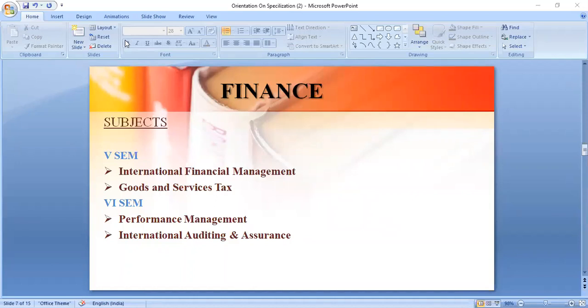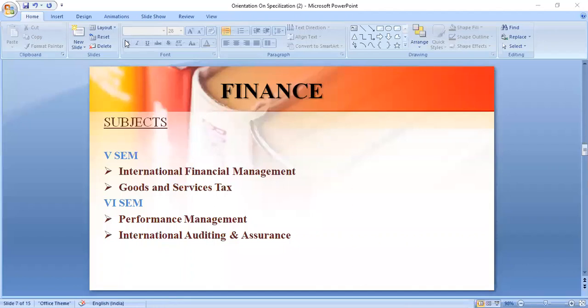We will also be specifically focusing on how GST was introduced. And in the practical part of the subject, we will be learning how to compute and how to come to an assessment of returns with the GST technology. So that's about the 5th semester finance elective subjects, that is International Financial Management and Goods and Services Tax.